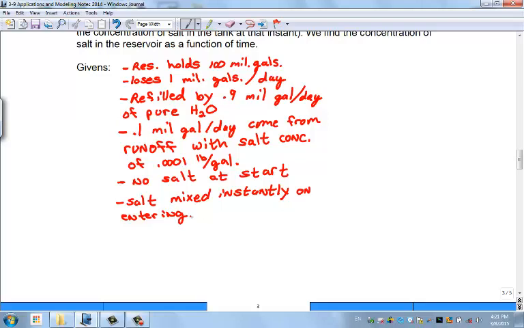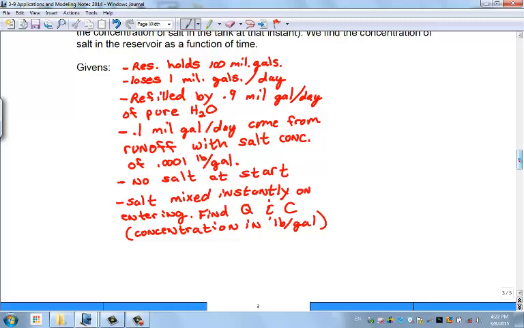Find Q and C, which is the concentration in pounds per gallon. Okay, so first thing we want to do is figure out how C relates to Q.